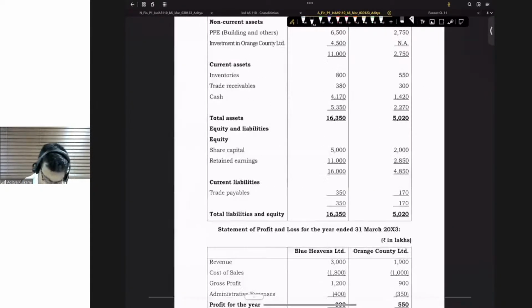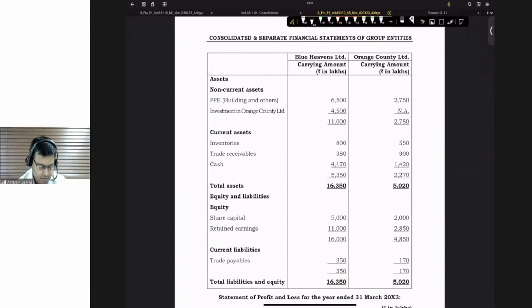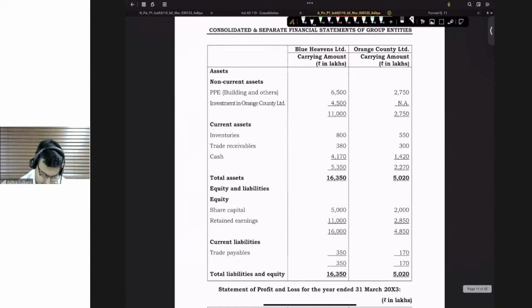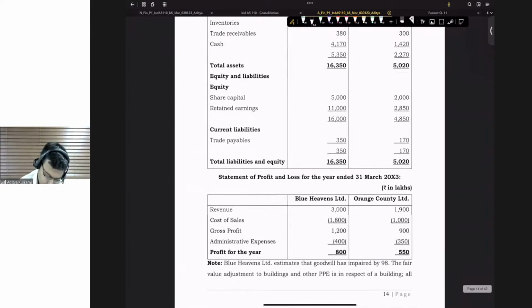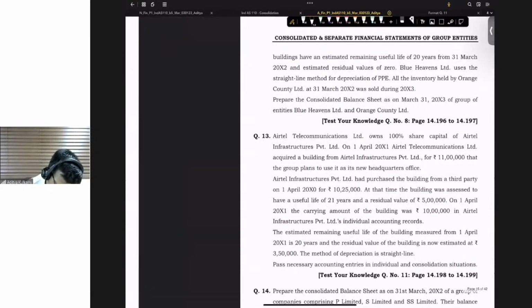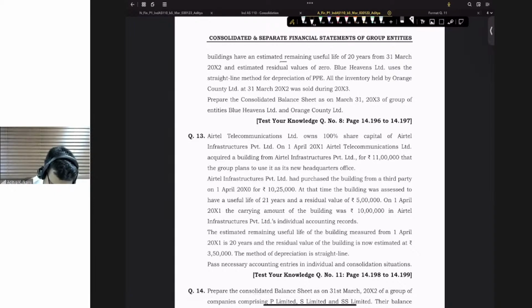Okay, so you are having property, plant, equipment, investment in Orange County Limited, trade receivables, inventories, cash, share capital, retained earnings, and trade payables. Statement of profit and loss for the year ended 31st March 20x3: you are having revenue, cost of sales, gross profit, administrative expenses, profit for the year. Blue Heavens estimates that goodwill is impaired by 98. The fair value adjustment to buildings and other PPE is in respect of a building. All buildings have an estimated remaining useful life of 20 years from 31st March X2 and estimated residual values of 0. So no residual value. Blue Heavens uses the straight line method for depreciating the property, plant and equipment. All the inventory held by Orange County at 31st March X2 was sold during X3.